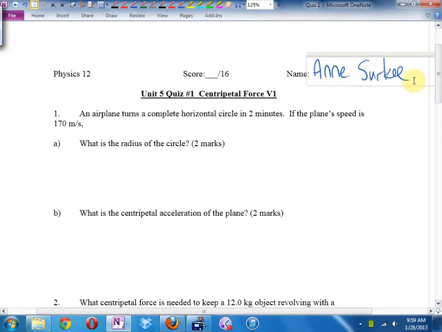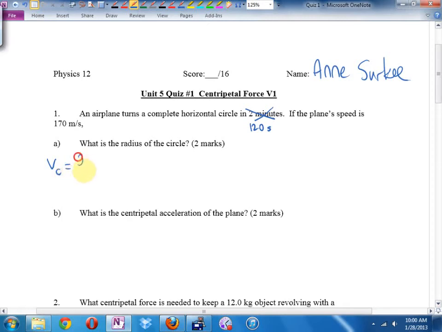They want the, oh, nice try. It says an airplane turns a horizontal circle in 2 minutes. I'm not going to fall for that. That's 120 seconds. They want the radius of the circle. They've given me the speed. So to do this, you're going to need to use circular speed. This equation is not on your formula sheet. You'll have to either memorize it or, better yet, memorize how to derive it.